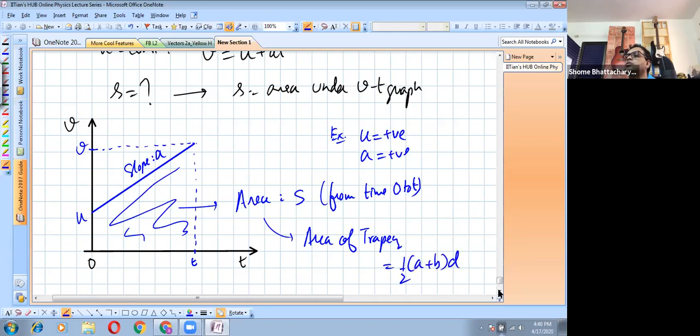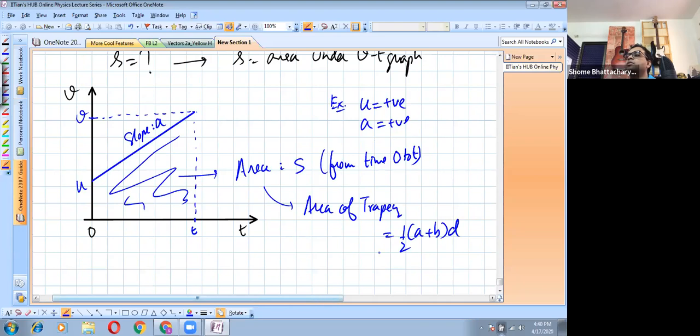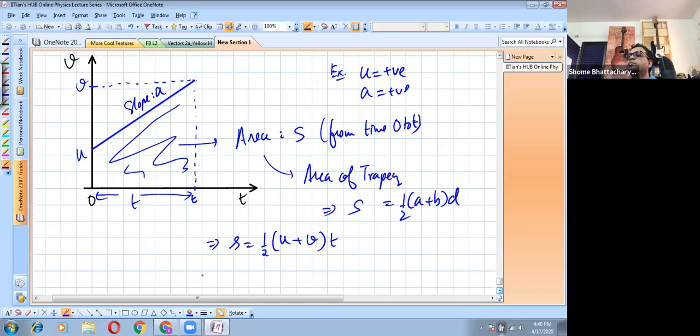Okay. So one step further, you can see what are the parallel sides over here. The parallel sides are this side, which is u, and this height over here, this one, which is v. And what is the perpendicular distance between them is this one, which is the time t. So one way to write the displacement is that it is t by 2 into u plus v.